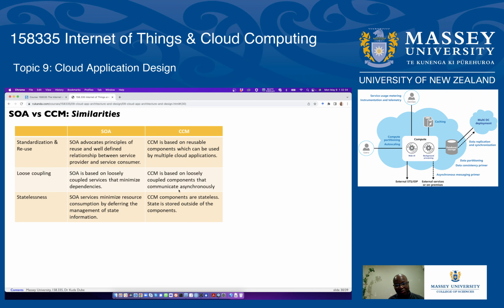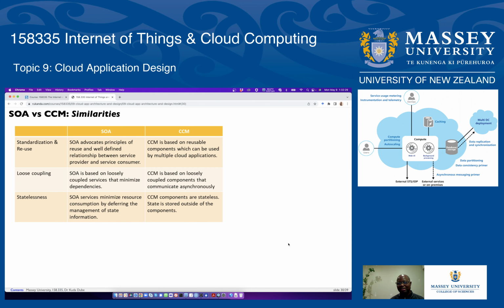Statelessness applies to both components and services, right? So that's why it is natural to consider that any methodology that works for service-oriented architecture should work for the cloud as well. So CCM in a way was developed by someone looking at service-oriented architecture and adapting it for the cloud.